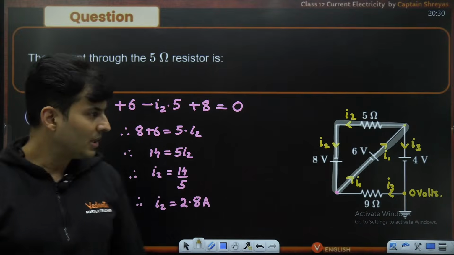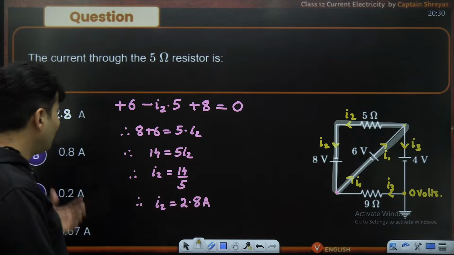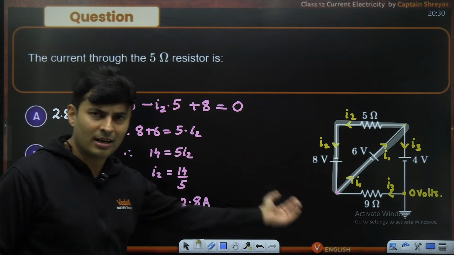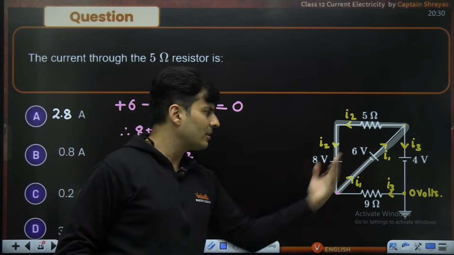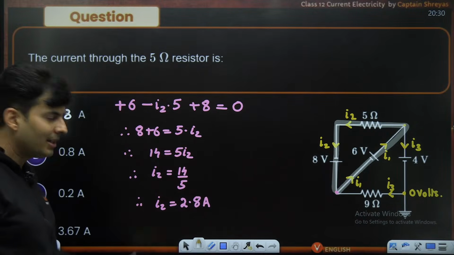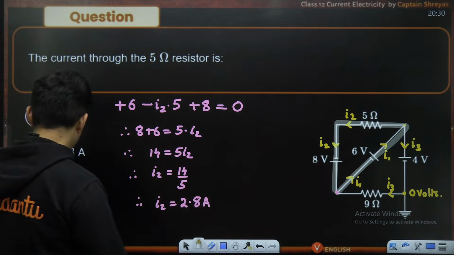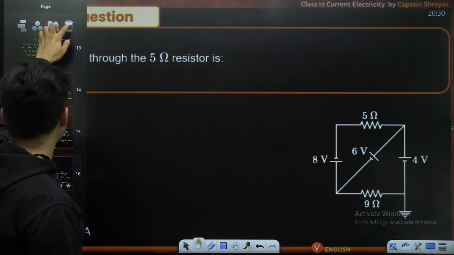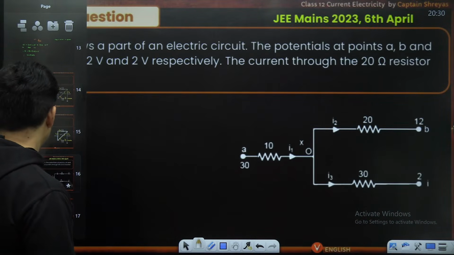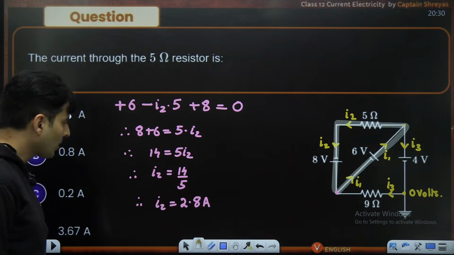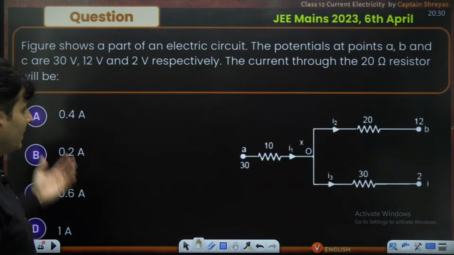Perfect. Cool. So they have messed up with the terminals, or else for this particular diagram, this is the answer. If you change the terminal here, obviously, then the answer will be completely different. So our answer is 2.8. Okay. So no point keeping these slides. I'll just delete it so that now we can proceed ahead. Okay. Moving ahead to the next question.